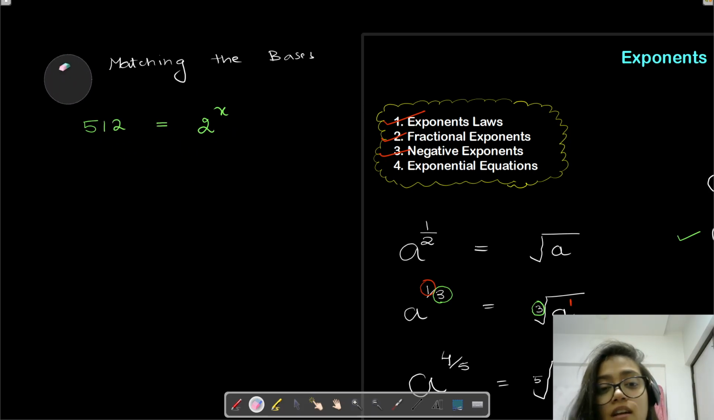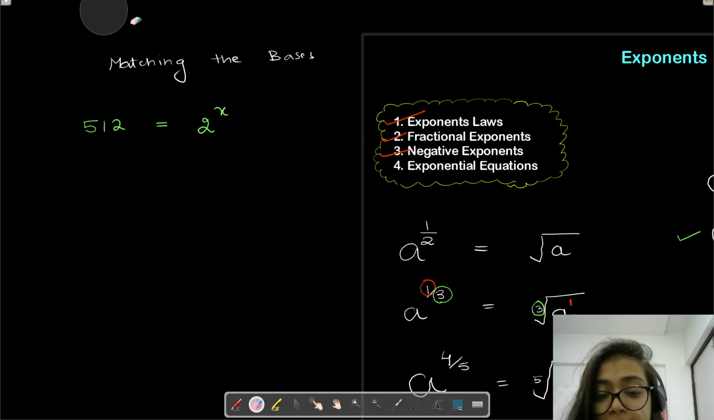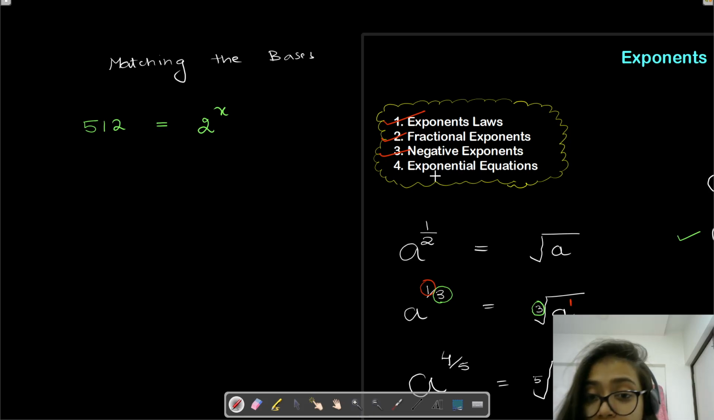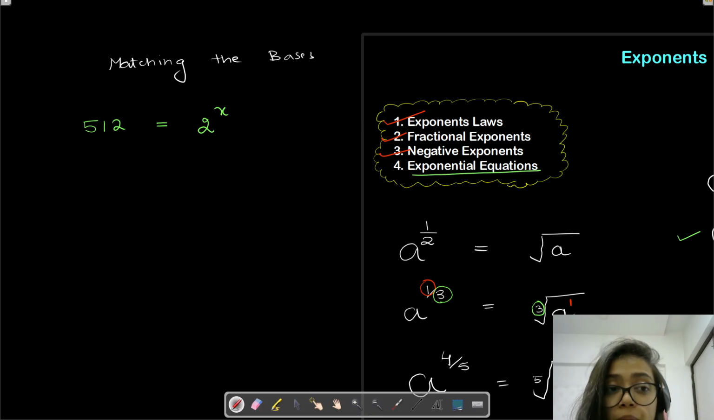This is a very basic exponential equation problem. Exponential equation means that the variable that you're trying to solve will be in the exponent. Here the variable is x and that is in the exponent, and we need to find out the value of x. In this case, what we will always try to do is make the bases the same.